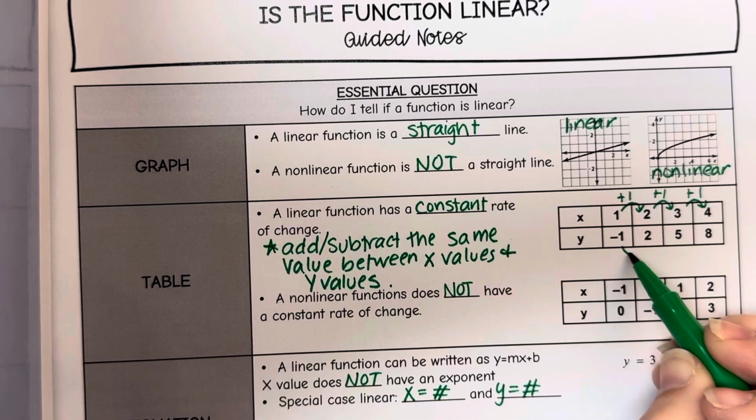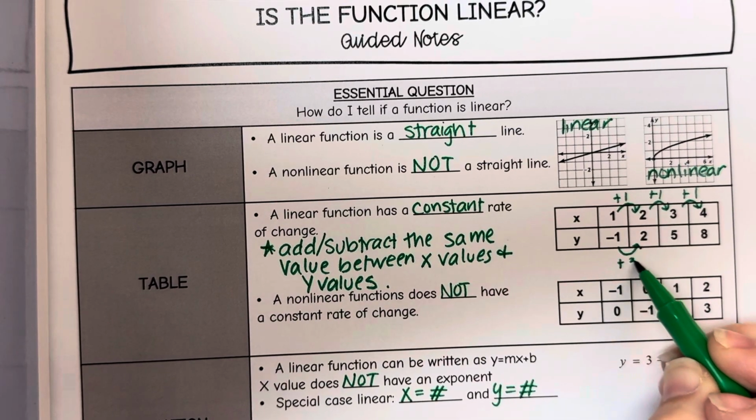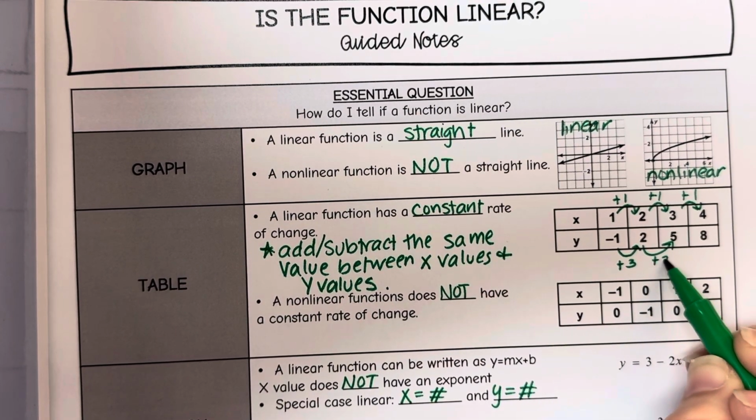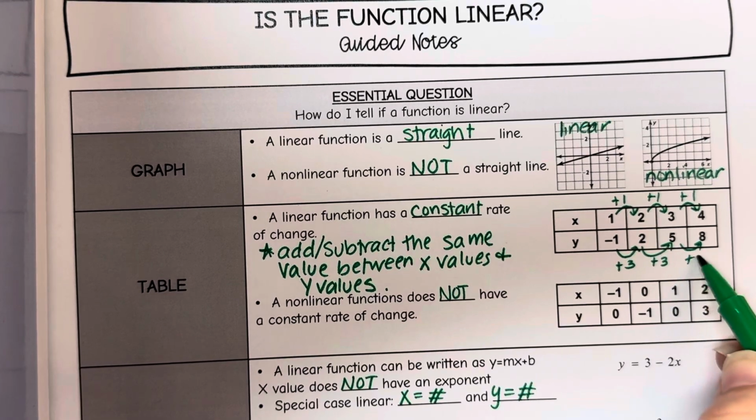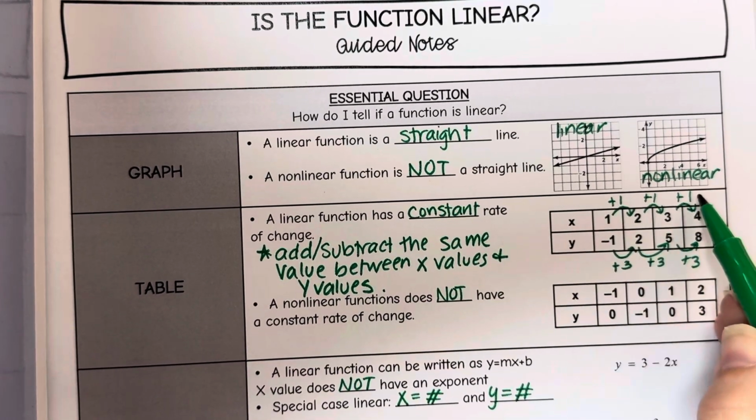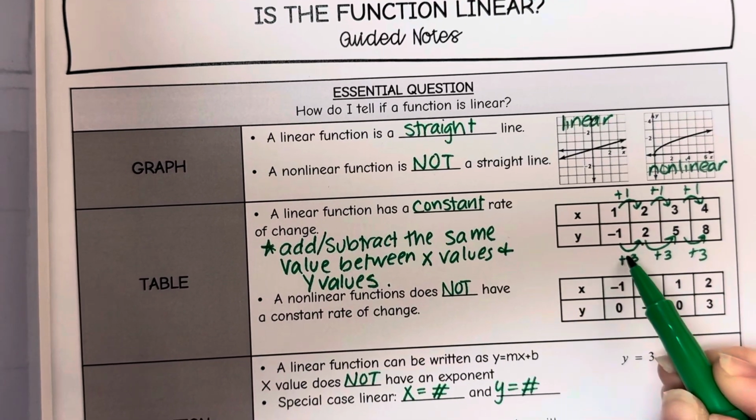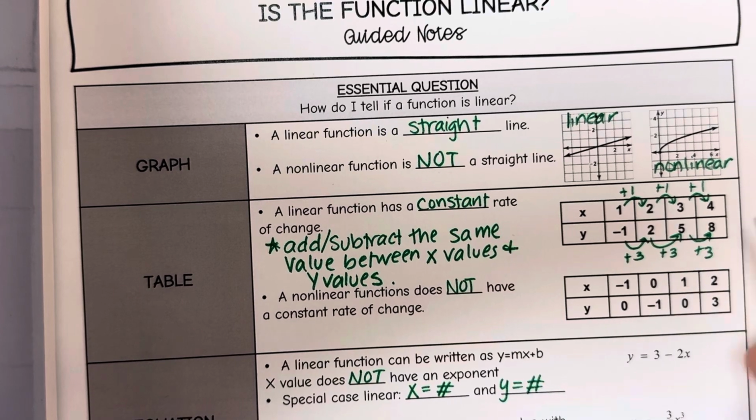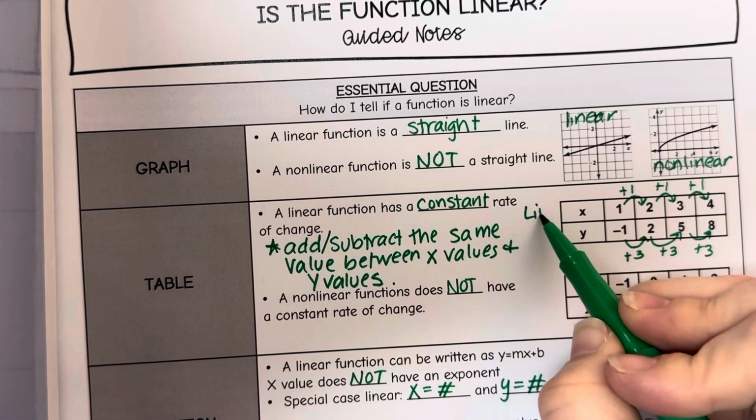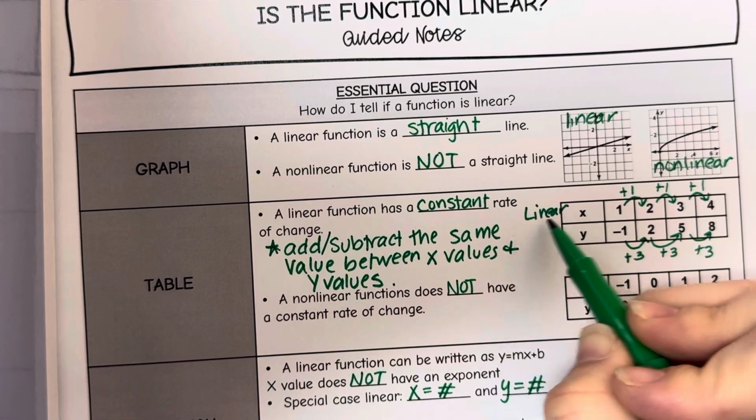For my y values, to get from -1 to 2, I'm adding 3. 2 to 5, I'm adding 3. 5 to 8, I'm adding 3. Because the top is constant, adding the same thing, and the bottom is constant, adding the same thing, that's going to be a linear function.